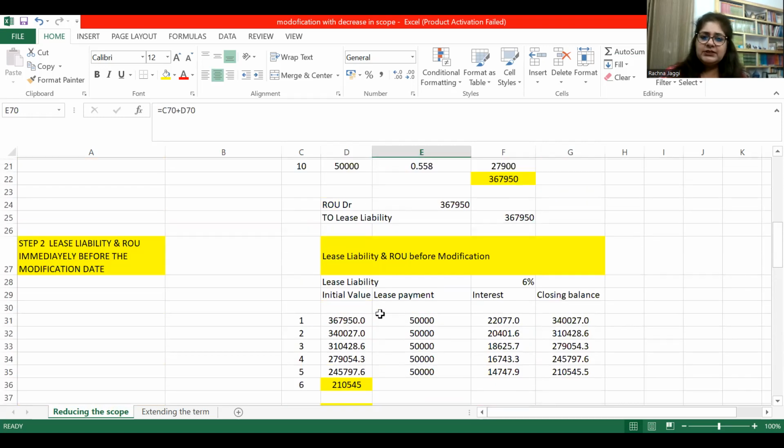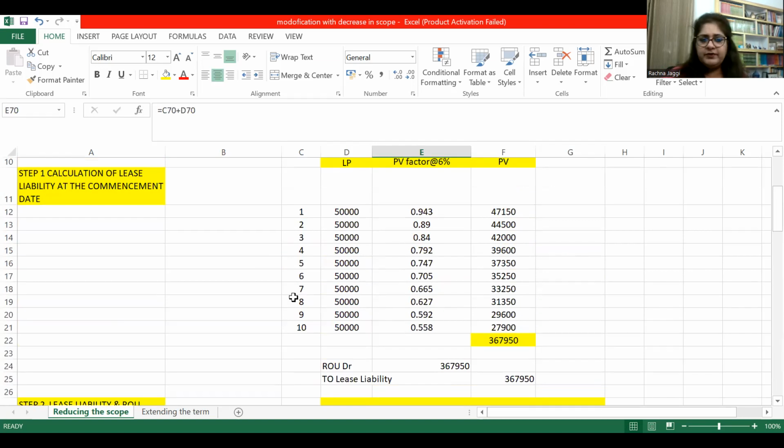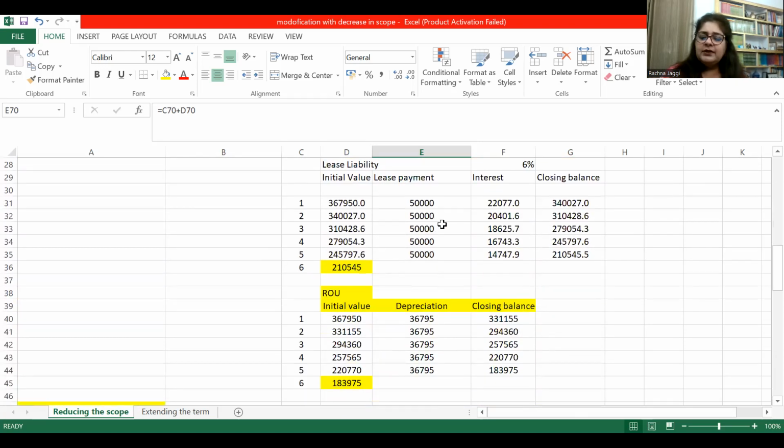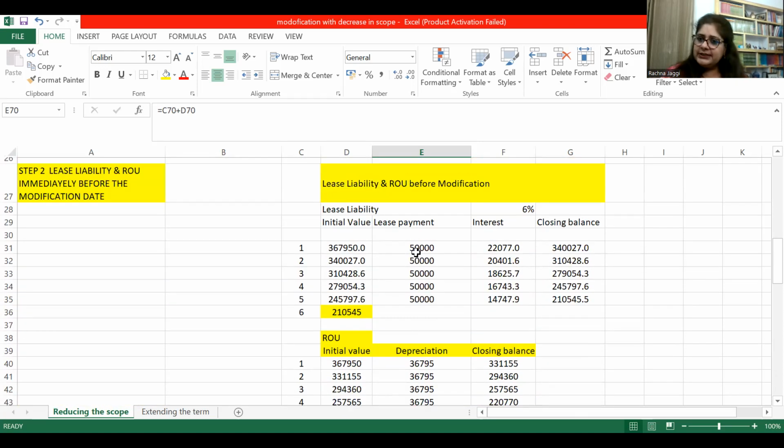So what are the steps that I have taken whenever there is a modification? First of all, of course, we will calculate. The first step is always that you calculate the lease liability as per the original term which is given, and ROU and lease liability you calculate, and then we will see what is my lease liability and ROU before the modification, right? So that is how we will calculate the ROU also and the lease liability.